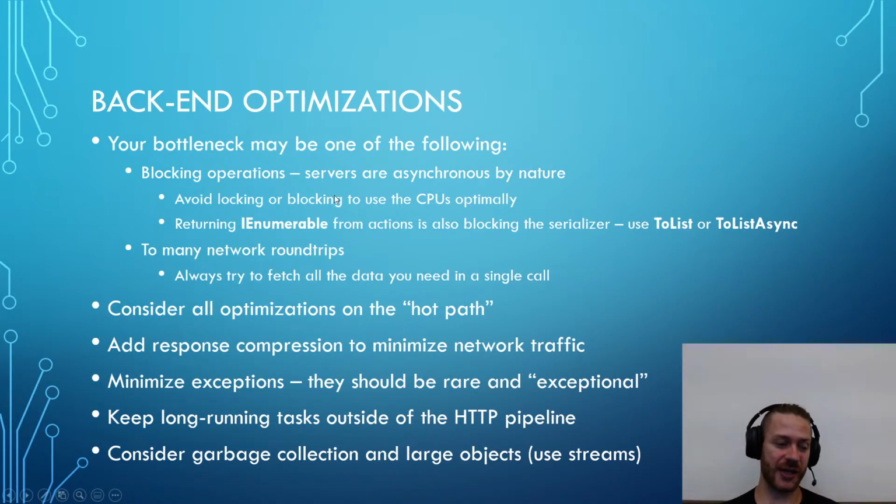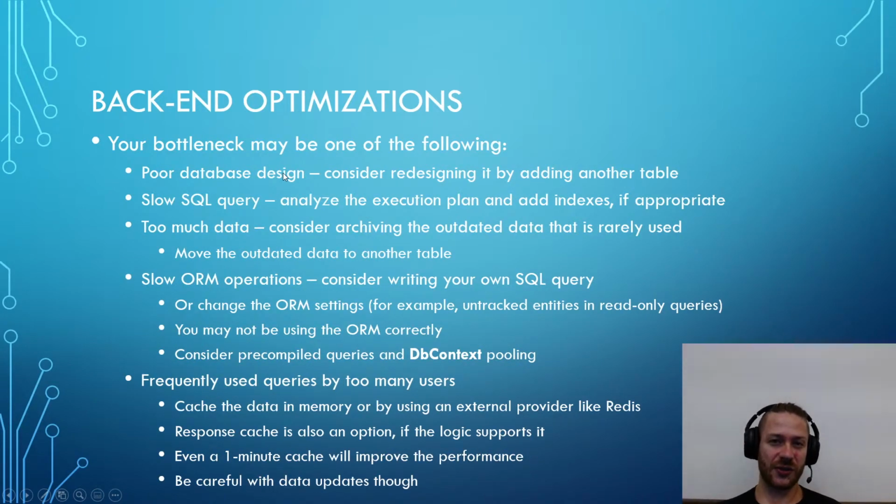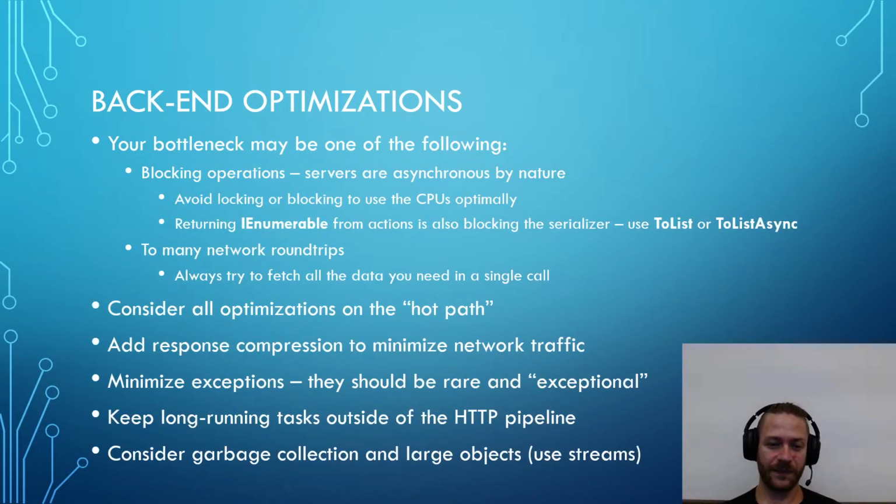Blocking operations are trickier and more problematic than multiple network round trips. Always try not to block when you read from files or databases. Always try to use async await. This way you're going to use CPUs as optimally as possible. Now, these are the most common problems you have in your backend.